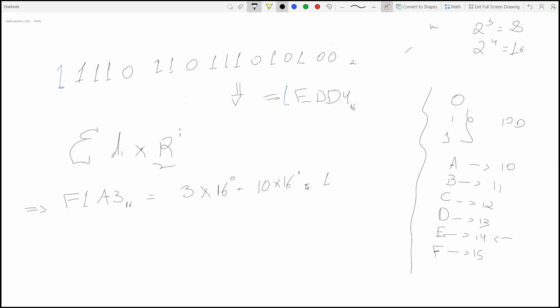1, the current digit, multiplied by the base 16 to the power of the weight of the digit, 2, plus F is 15, multiplied by the base 16 to the power of the weight, in this case 3. The final answer is 61,859 in base 10, of course.